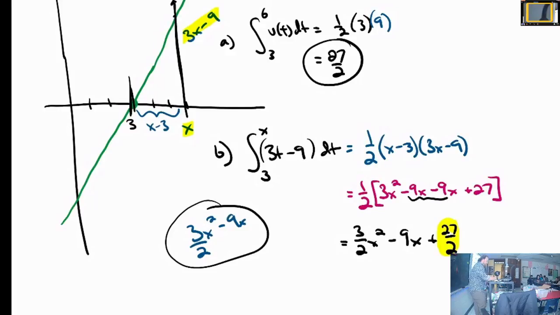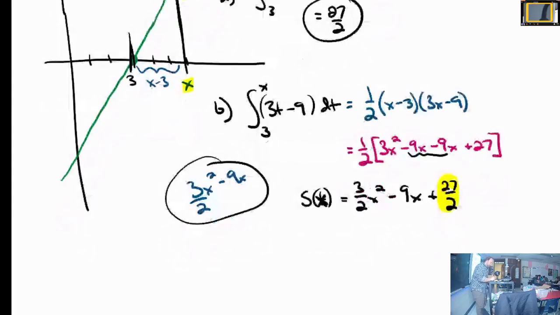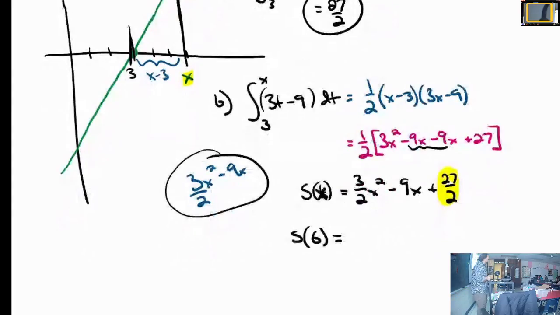So this would be our area function. You might call it s of t, or s of x. And we wanted to evaluate s of 6. So I'm going to go to the calculator really quick and crunch this out.